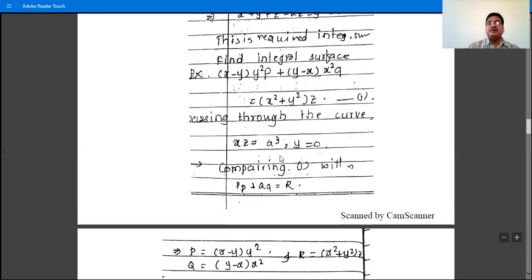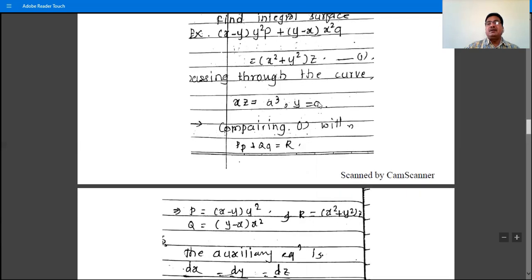And this is the required integral surface passing through the given curve. So next example, find the integral surface, again of this Pfaffian type differential equation, passing through the curve xz is equal to a cube, y is equal to 0.